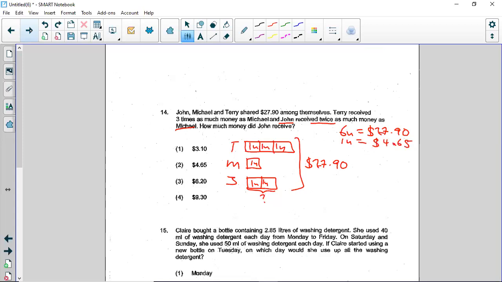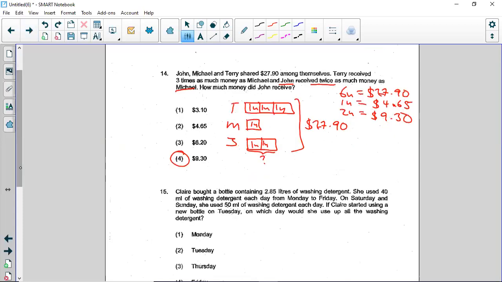Okay, 1 unit. So John has 2 units, right? So 2 units will be $4.65 times 2. And that's how you get $9.30. So John has $9.30. Got it? Okay, that's your model drawing. So do you get the answer correct? All right. Okay, question number 15 looks a bit hard.